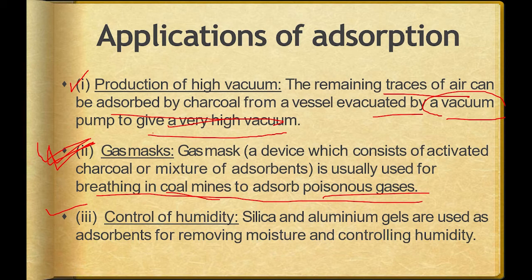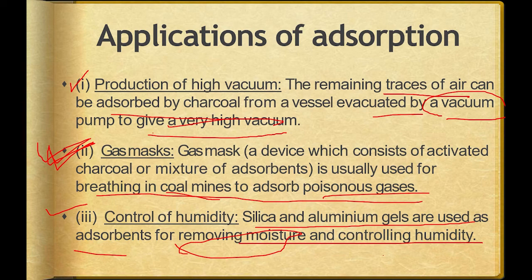Now next is control of humidity. Silica and aluminum gels are mostly used as adsorbents for removing moisture and controlling the humidity. So wherever there is a lot of humidity, there we use silica and aluminum gels, and they help in removing the moisture. They adsorb the water and the moisture, and they control the humidity.